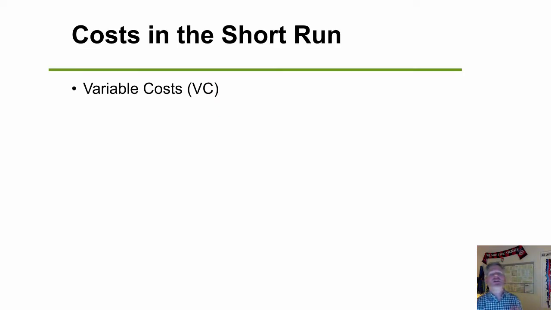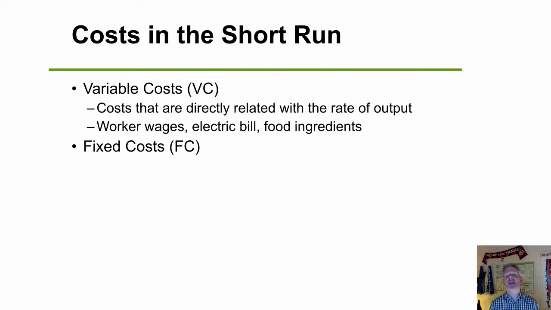Okay, so the first thing that we want to talk about are variable costs. So these are costs that are directly related with the rate of output. So workers' wages, electric bill, food ingredients. These are costs that if I buy more of an input, they can get bigger or smaller. I can hire more people today, less people tomorrow. I can use more ingredients today, less ingredients tomorrow. I can vary how much of that input I use. It's a variable input, so its cost is variable, maybe is the way to think of it, all right?